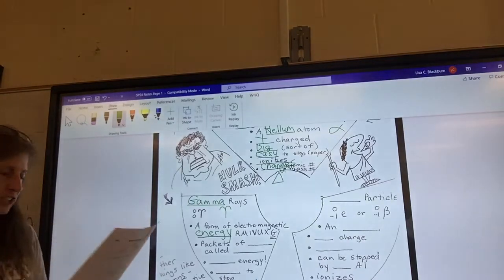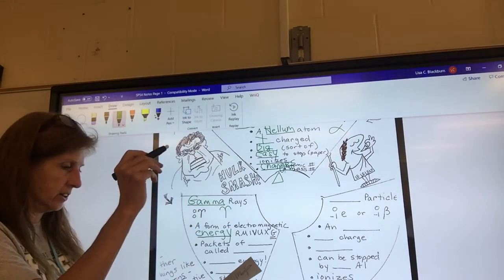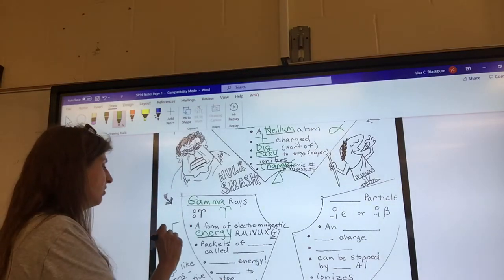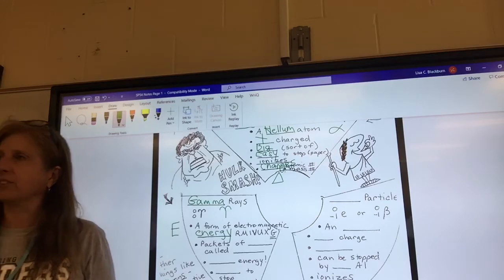Very high radiation. It's packets of, okay, the symbol, did I write this on here? I did later. The symbol for energy is capital E. Capital E. Got to learn your shorthands.